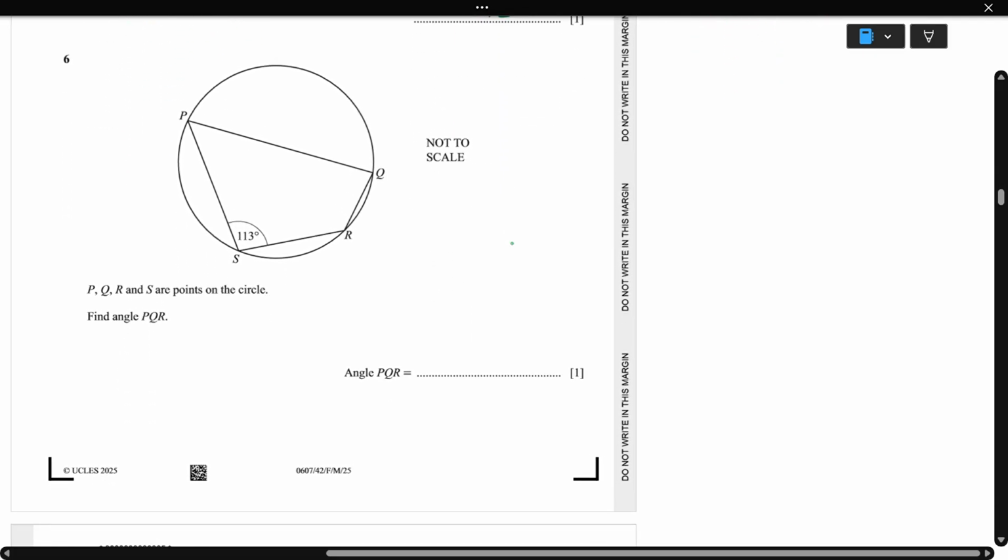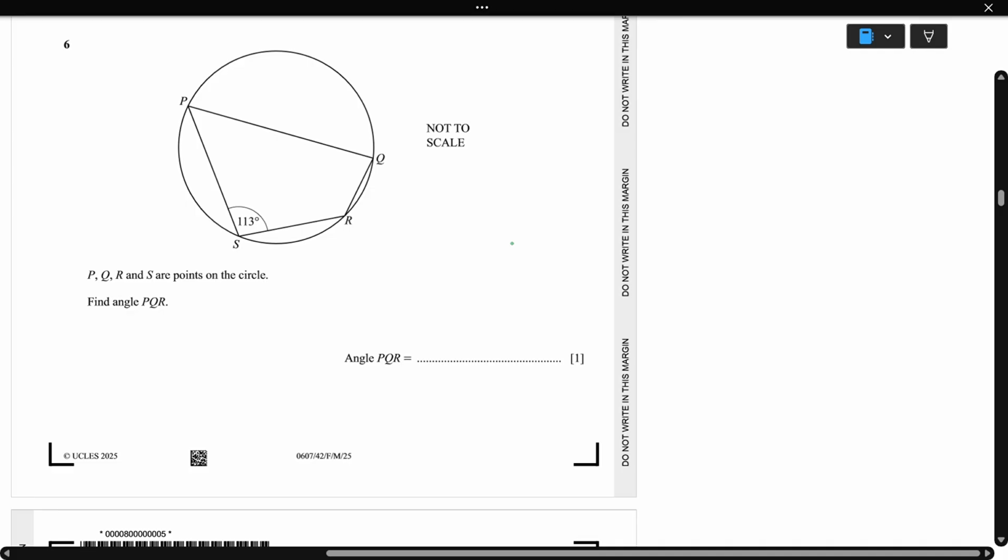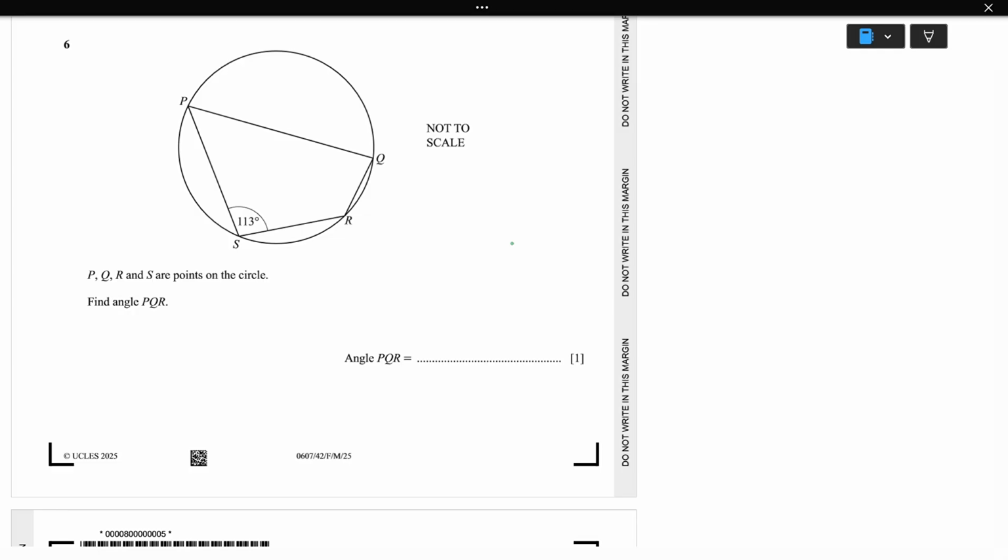The next question is a circle theorem. PQRS, the points on the circle, is a cyclic quadrilateral because all 4 points are on the circle. Find angle PQR. As we know, in a cyclic quadrilateral the opposite angles always sum to 180 degrees. So 180 degrees minus 113 degrees gives the other angle. 180 minus 113 is 67 degrees.